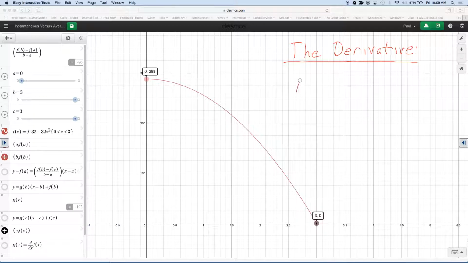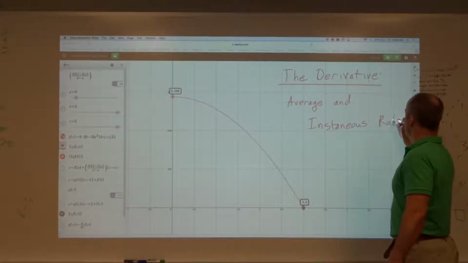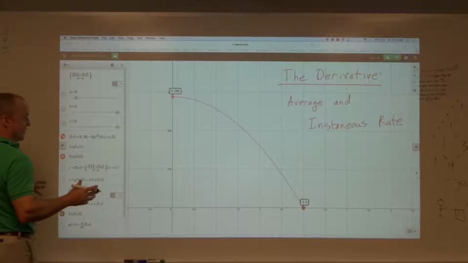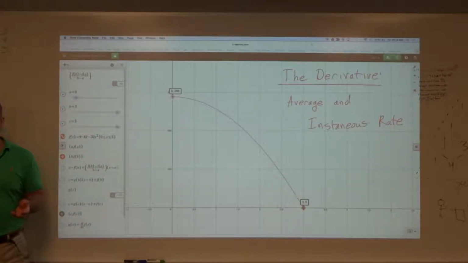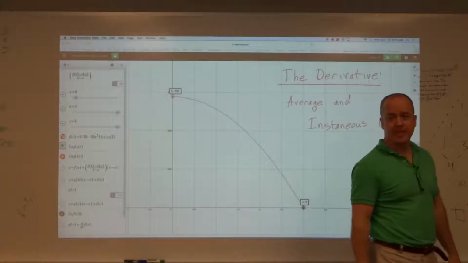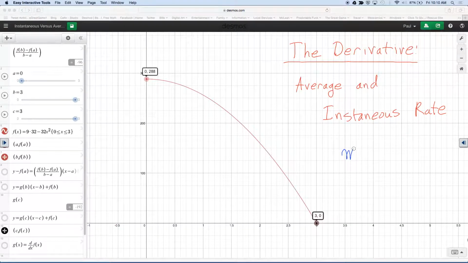The derivative comes out of the difference between average and instantaneous rate. Average and instantaneous rate. Now, average rate, or average rate of change, you guys have been talking about since pre-algebra. Does anyone know what the math name for average rate of change is? Slope. So M, your slope, is also your average rate.